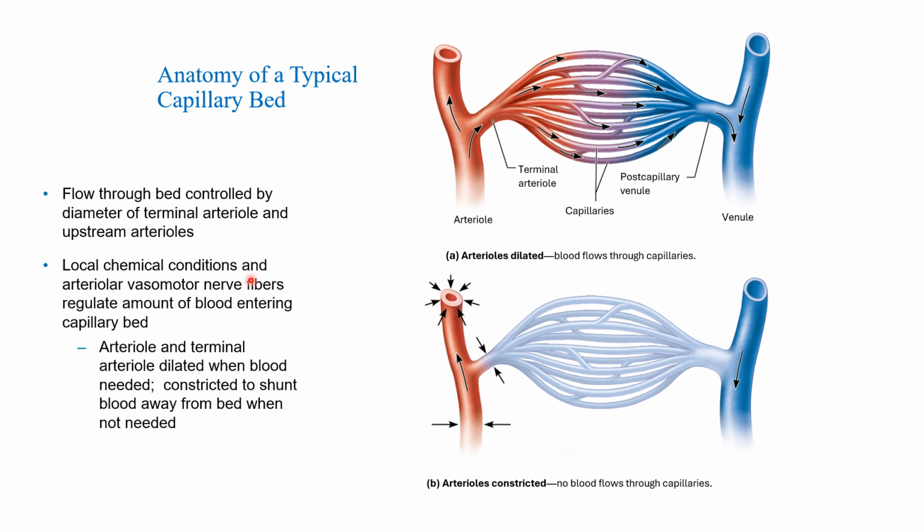So local chemical conditions and the vasomotor nerve fibers can either make the arteriole dilate or make the arteriole constrict, and as a result the blood in the capillary bed can easily flow through it or it can even stop. If it really constricts, there will be no blood flow going to the venule. So the regulation is at the arteriolar end, not at the venule end.